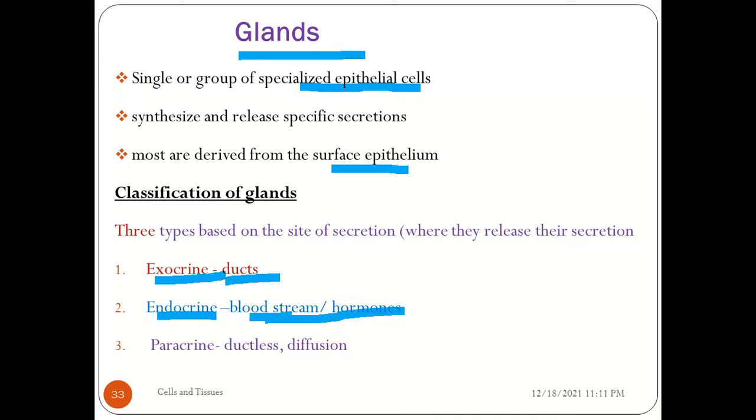bloodstream or blood vessels. By the way, endocrine is one separate chapter which contains many glands like pituitary gland, thyroid gland, pineal gland, adrenal gland, parathyroid gland. All these are endocrine glands. The other is paracrine glands. These glands secrete their secretion by diffusion, so they are ductless.